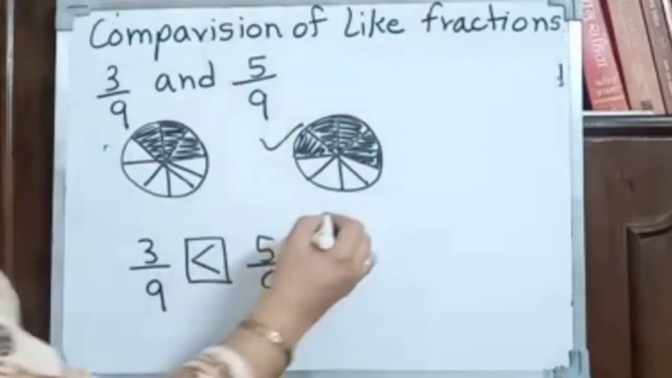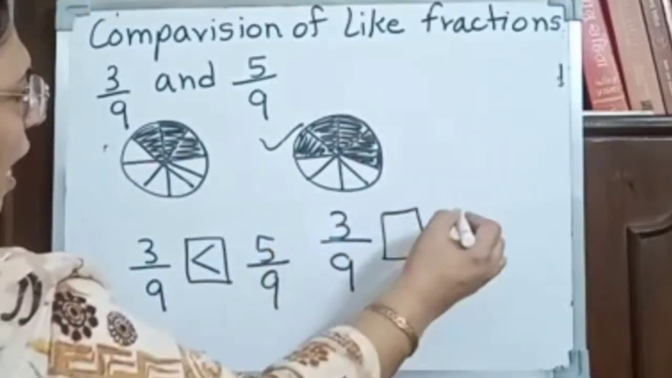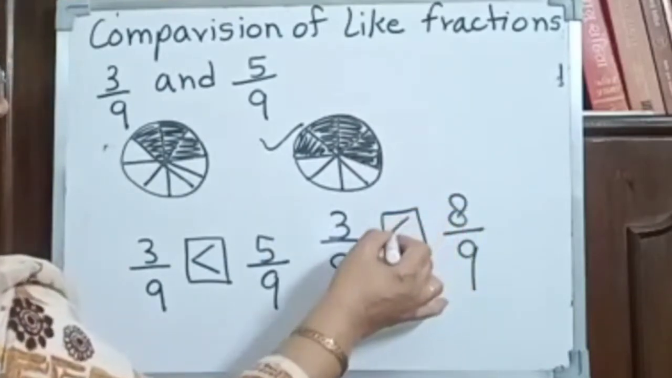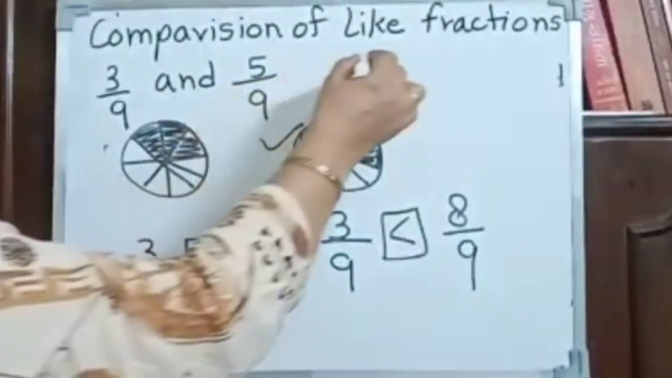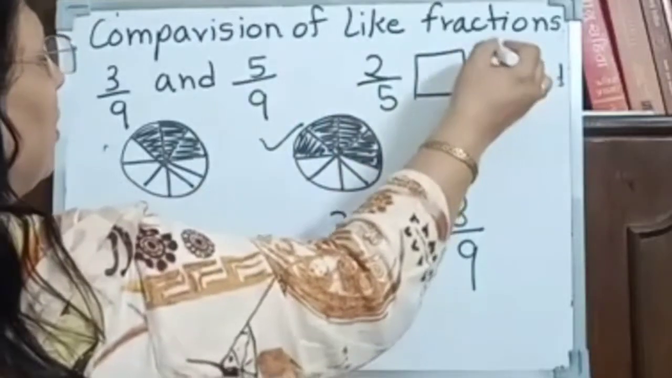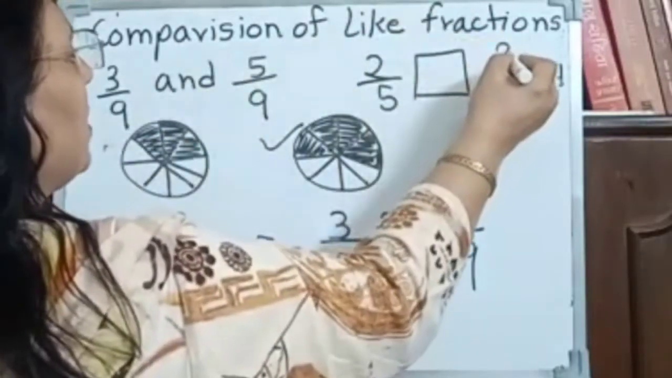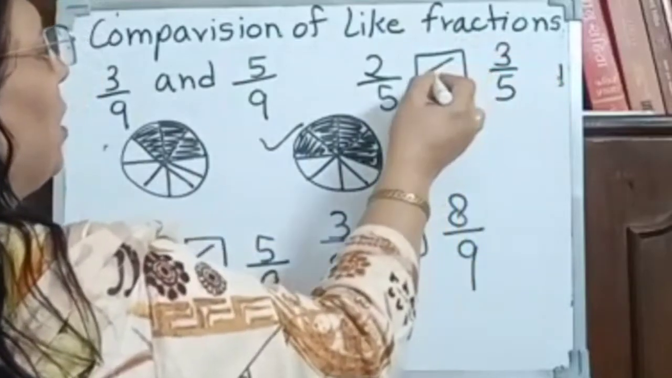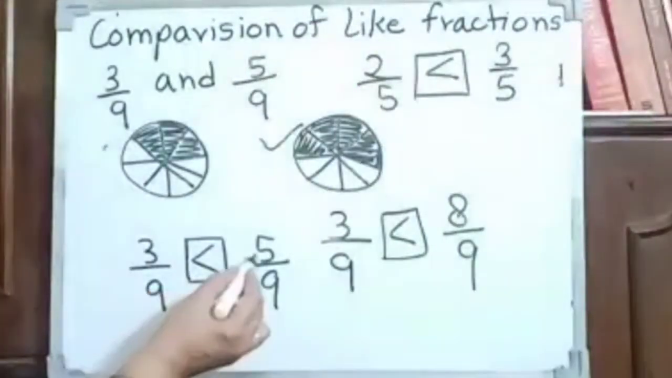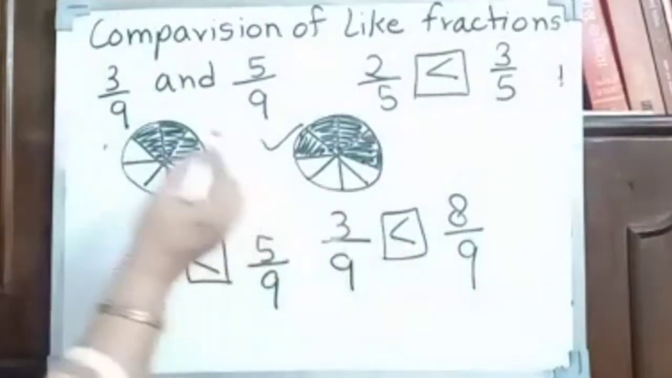Now this is clear. Whenever we have the same denominator and we have to compare, the bigger numerator is the greater one. Bigger means here 5 upon 9 over 3 upon 9. So the bigger one is the greater one. Bigger numerator is the greater.